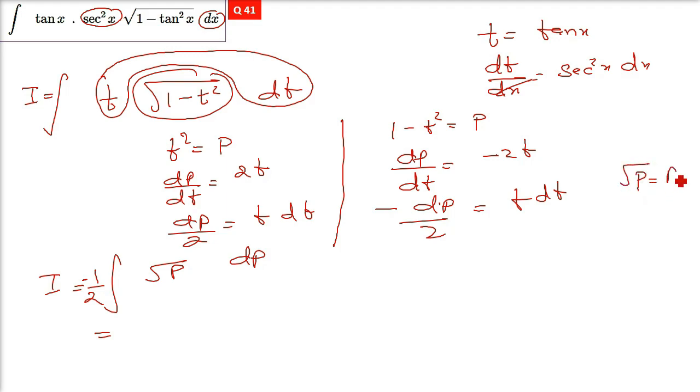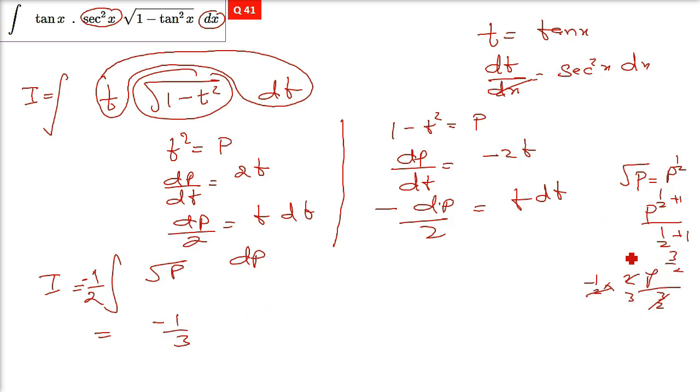And root p is p to the power half. When you integrate it, it will be p raised to half plus 1 divided by half plus 1. So it will be p raised to 3 by 2 divided by 3 by 2. This 2 by 3 will come when it goes up. So 2 by 3 into negative half, the 2 gets cancelled, it will be negative 1 by 3. And this, I am writing directly, it's p raised to 3 by 2.